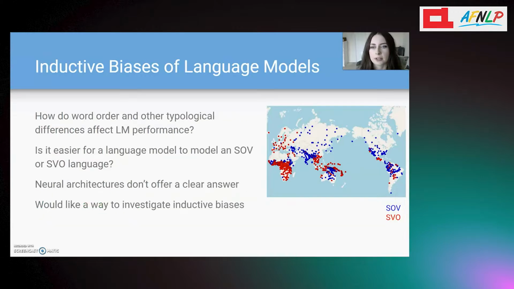And given all of this variation, it would be quite useful to know whether language models have inductive biases that make certain types of language easier or harder to model. So for example, is it easier for a language model to model an SOV language or an SVO language? And it's particularly interesting, I think, given that so much of our NLP research is done on a small number of languages that share a lot of features. So it would be interesting to know whether certain types of language are easier or harder to model. But the issue is the neural architectures that we use for language modeling don't really offer a clear answer to these questions. So we've got to come up with a way to investigate the inductive biases.